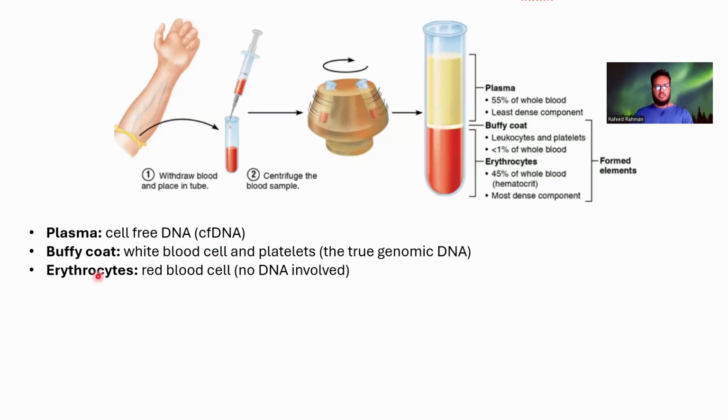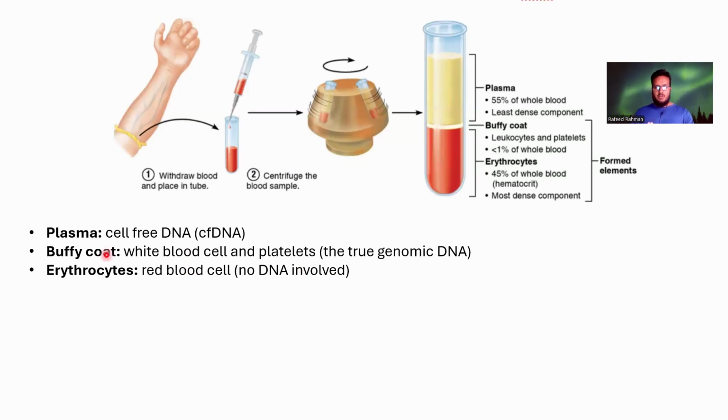Finally, we have the erythrocyte, which contains the red blood cell. The red blood cell is the one that carries the hemoglobin and the oxygen, and it doesn't have any DNA involved because it doesn't have any nucleus. From part 1 of the series, you know that DNA resides inside the nucleus. So no nucleus, no DNA.